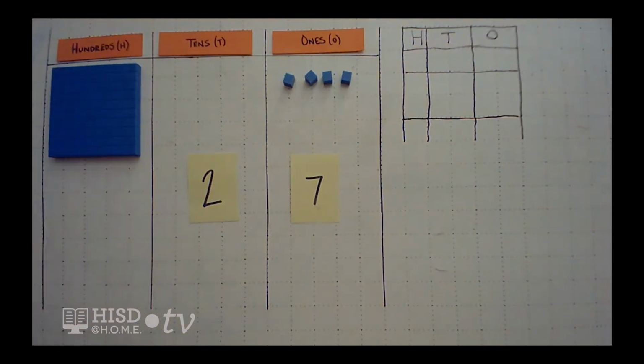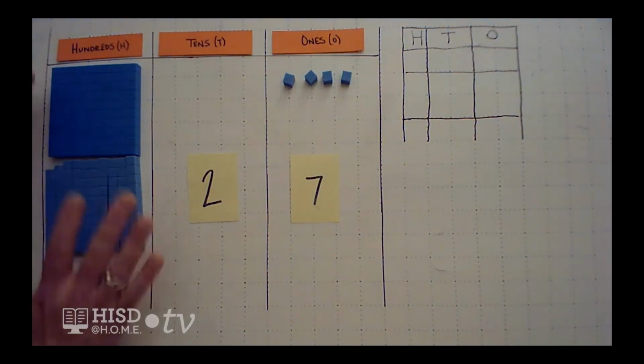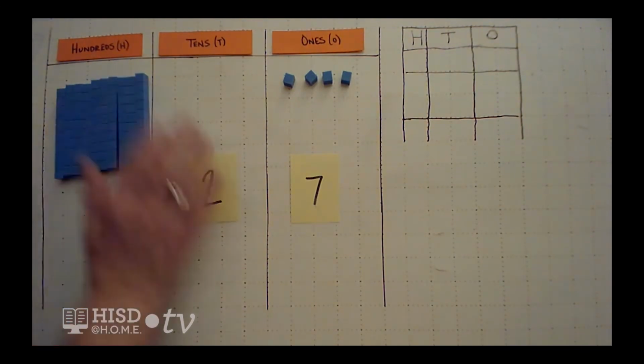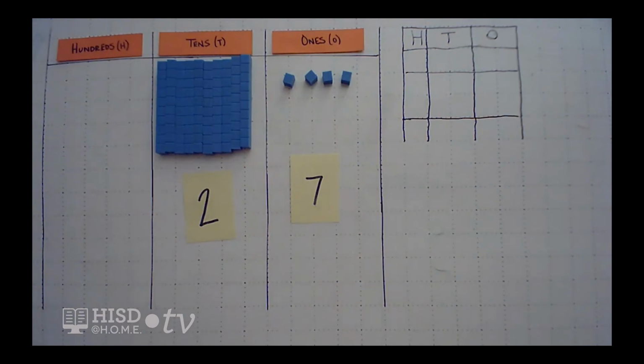And we know that to compose a flat, we would take 10 groups of 10. But we can also exchange one flat for 10 groups of 10, and those 10 groups of 10 would go here. So now I see that I have enough value to take away 2 groups of 10, but I'm still facing the same situation where we don't have enough value to take away 7 groups of 1.